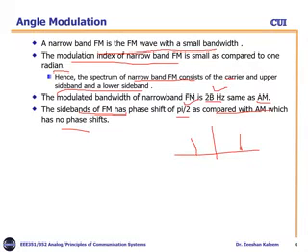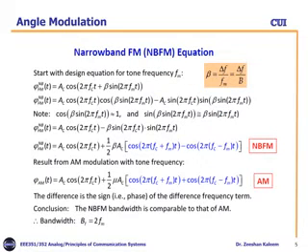Okay, let's move to the other slide. Okay, let's start with the narrowband FM equation derivation. So start with the equation for the tone FM. For tone FM, tone means that we have only a single frequency component, no harmonics are involved, only the fundamental frequency.